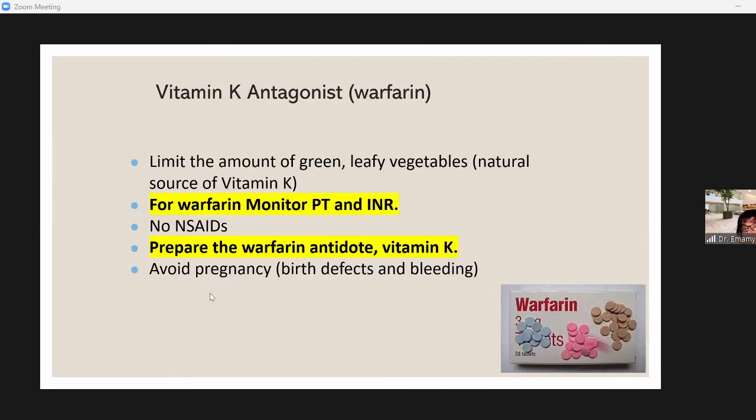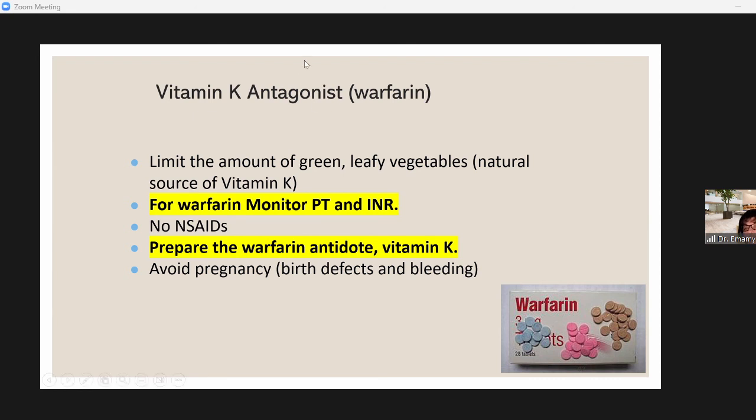Warfarin is a vitamin K antagonist. Warfarin takes 3 to 7 days to work. So when you want to give warfarin for a long time, for several months or several years to your patient, you start warfarin and heparin together. After 3 to 5 days, when warfarin reaches maximum effect, then you can stop heparin and continue warfarin.